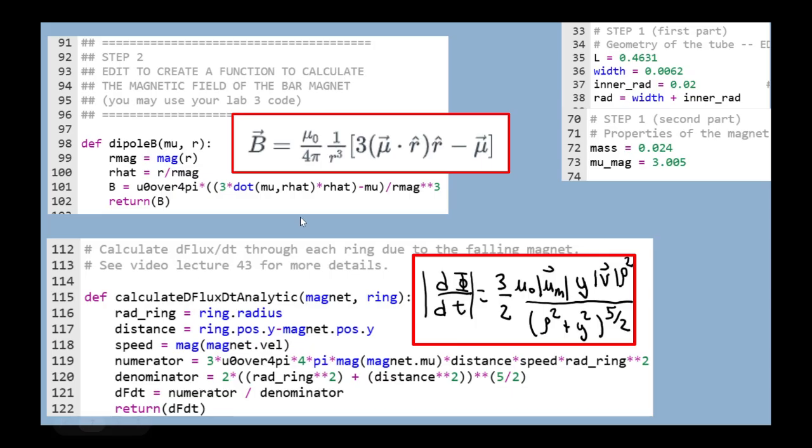First, we have to set up our initial conditions over here on the right. Then we have to create a function to calculate the magnetic field of the bar magnet, which is the same that we did in Lab 3. And then we have to calculate the flux through each ring due to the falling magnet. Video lecture 43 has the formula over here.